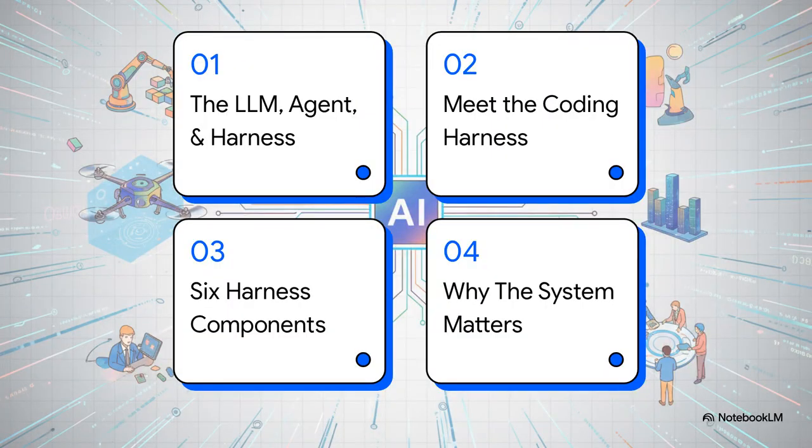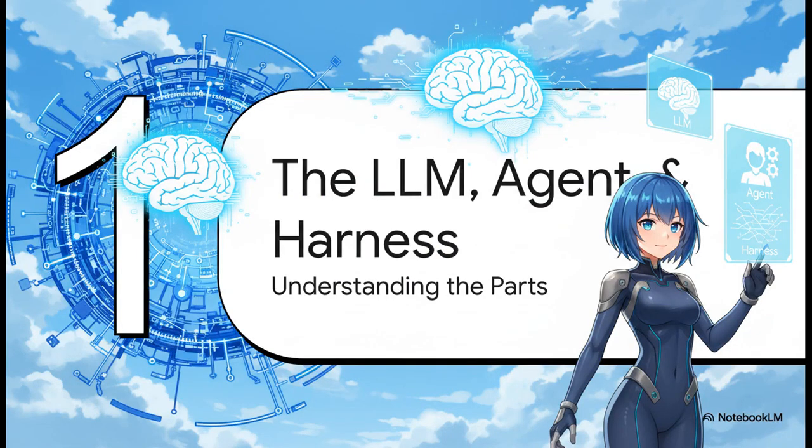So here's how we're going to break it all down. First, we'll get to know the key players, the LLM, the agent, and this thing called a harness. Then we're going to do a deep dive into that harness and look at its 6 most critical parts. And finally, we'll tie it all together to see why this whole system is what really creates that magical experience. Okay, let's jump right in.